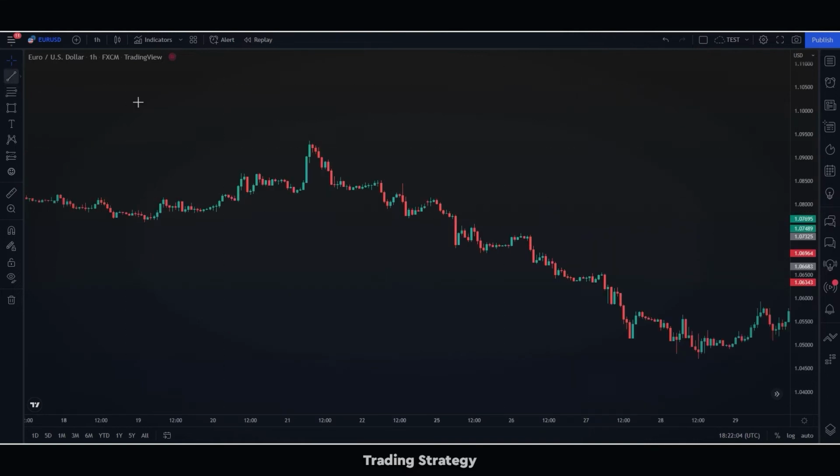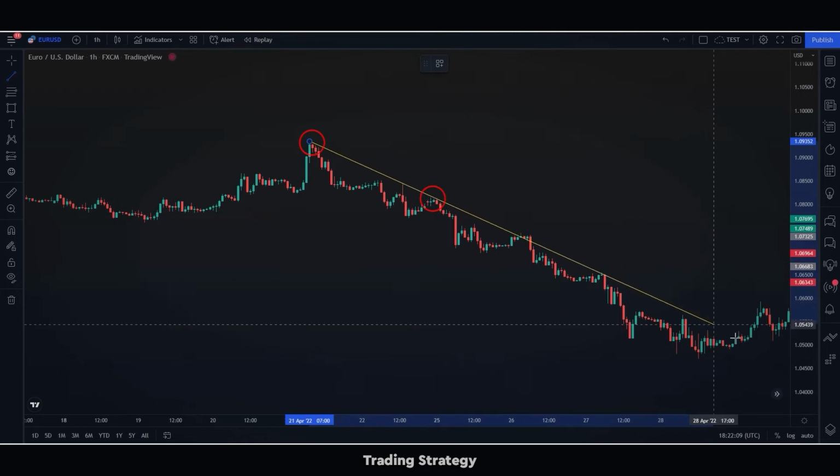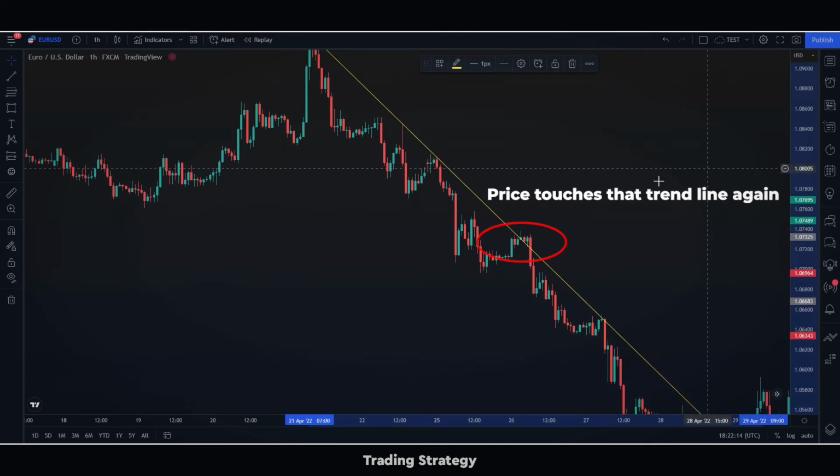In the case of a sell trade, we will look for 2 big highs getting lower and lower. We'll select the line tool and plot that trend. We will wait for the price to touch that trend line again. If it does, we will execute a sell trade.